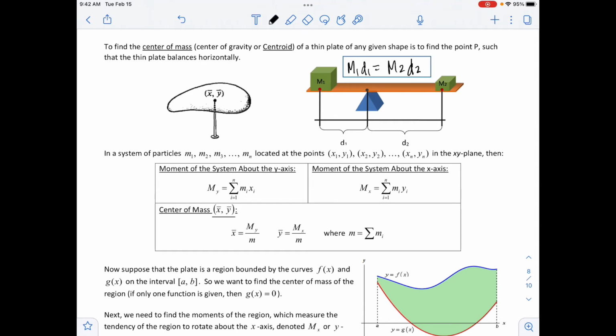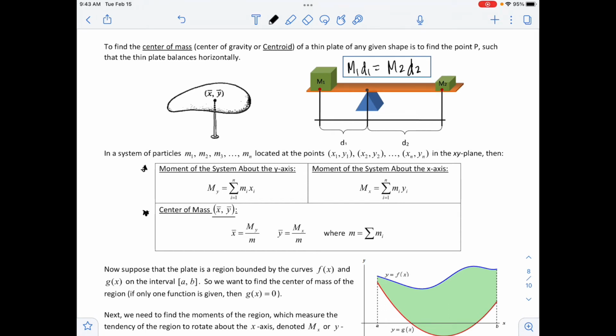In a system of particles m1, m2, m3, and so on to m sub n, located at the points x1, y1, x2, y2, and then all the way through x sub n, y sub n, in the xy plane, then, I'm going to go ahead and give this a star, the moment of the system about the y-axis is going to be equal to m sub y equals the sum from i equals 1 to n of m sub i times x sub i, and the moment of the system about the x-axis is going to be equal to m sub x, which is the sum from i equals 1 to n of m sub i times y sub i. And then the center of mass that we have, which we're going to call x bar comma y bar.